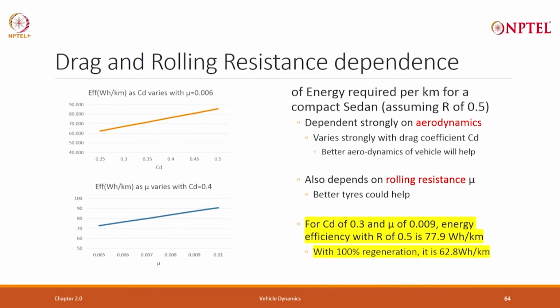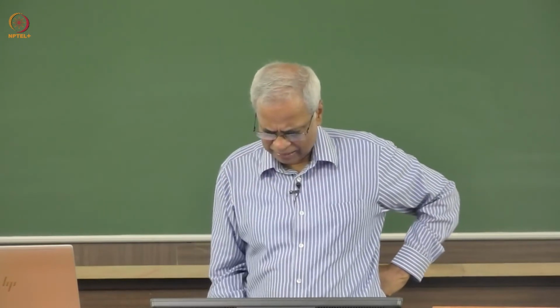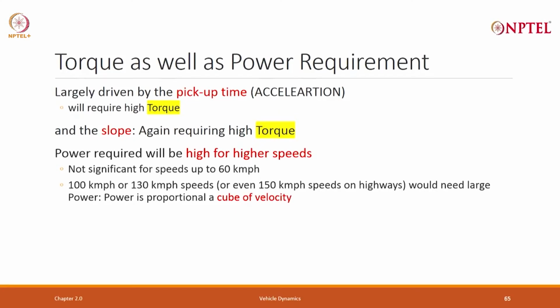So, this is something that I talked about. This is with R equal to 0.5, and with 100% regeneration, it is much better. Now, so far I have not talked about torque, though I did compute torque. The importance of torque we have not talked about. Torque is required, one is in acceleration, again in the slope, and you will repeat it why we have computed it. So, you will find it that this is a major issue.